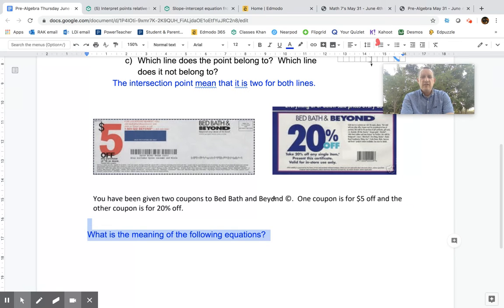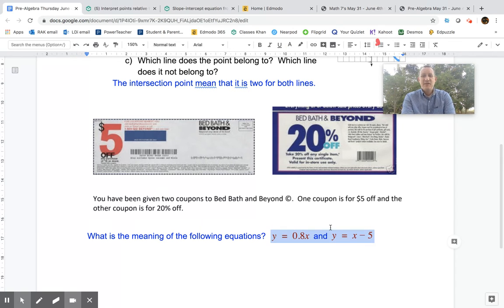Okay, so now let's look at some equations that go with this scenario. The one scenario is we have a coupon that's just 5 dirhams off. We have another coupon that is 20% off. So let's look at these two equations. For this system of equations, we have these two. If I'm looking at y equals 0.8x, I don't even see 0.8 as one of the numbers. So what does that mean? Where is that coming from? Some of you have already figured it out. Pause the video and see if you can match which equation goes with which scenario.